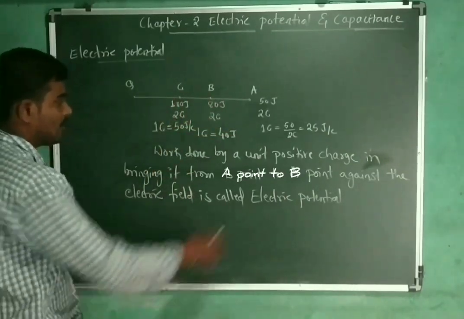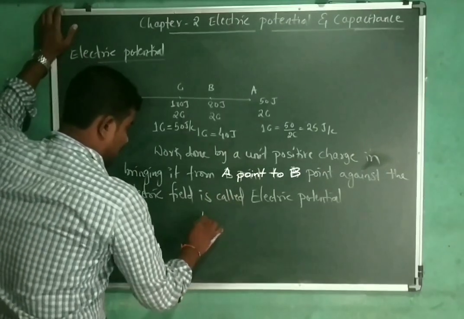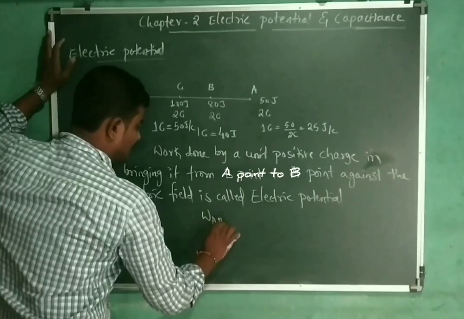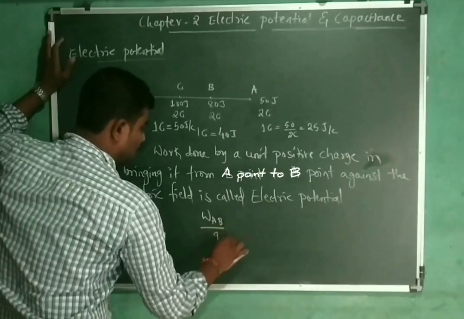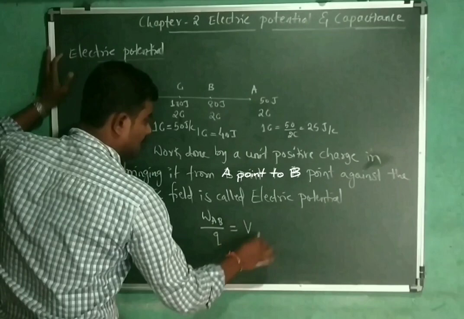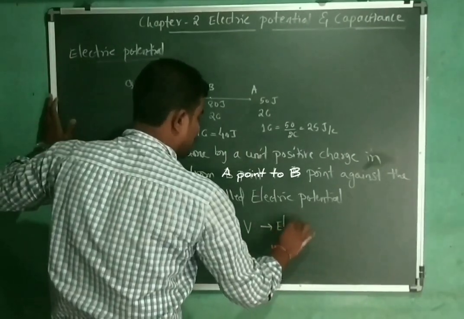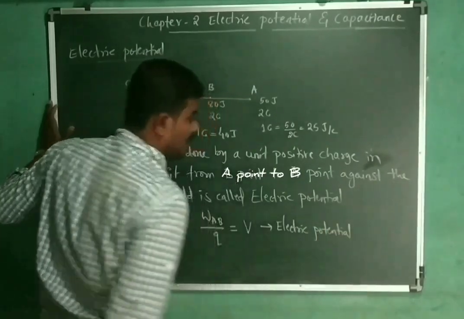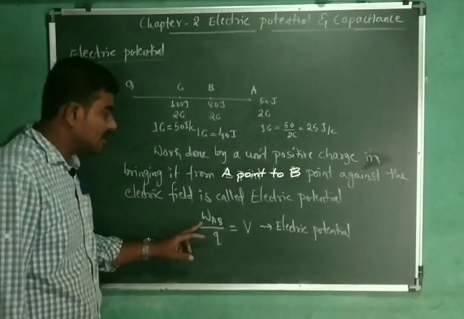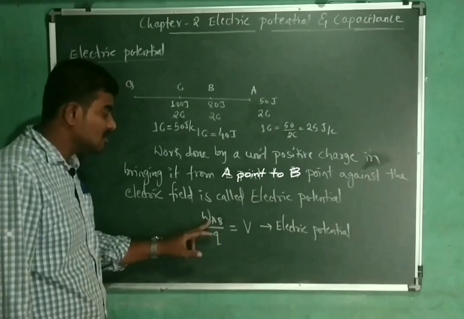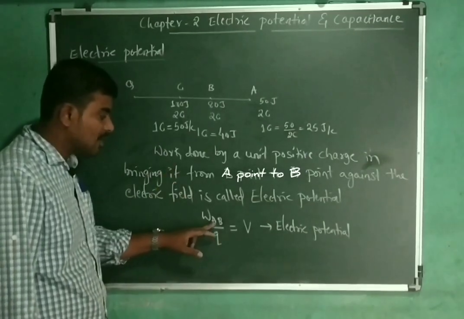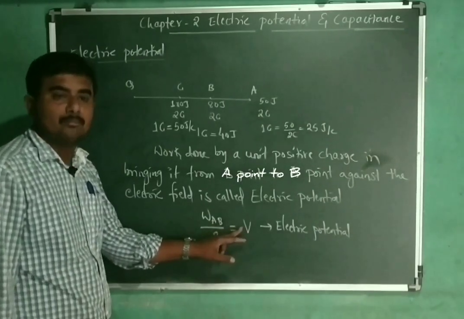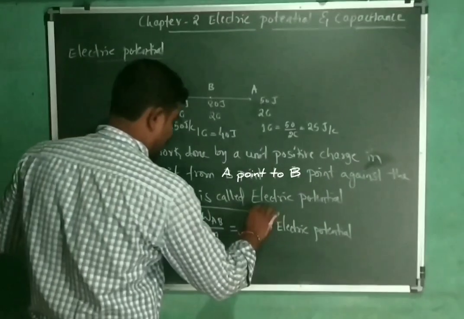Understood? So I can write it as W A to B divided by Q is equal to V. What is V? V is electric potential. And the definition of electric potential is work done in bringing a unit positive charge from A location to B location. So this is the formula for electric potential.